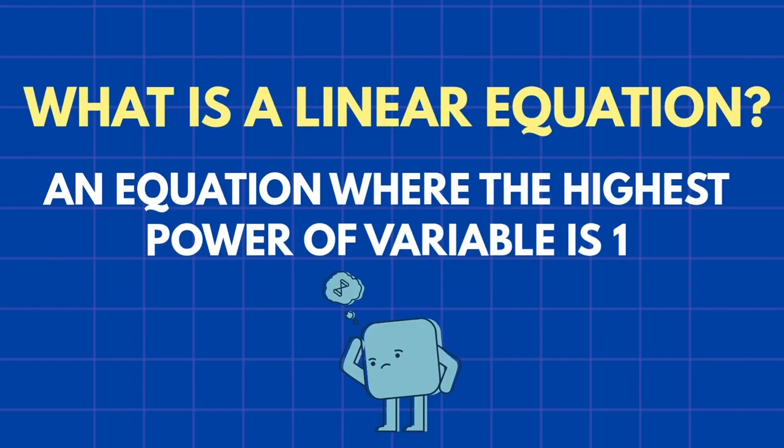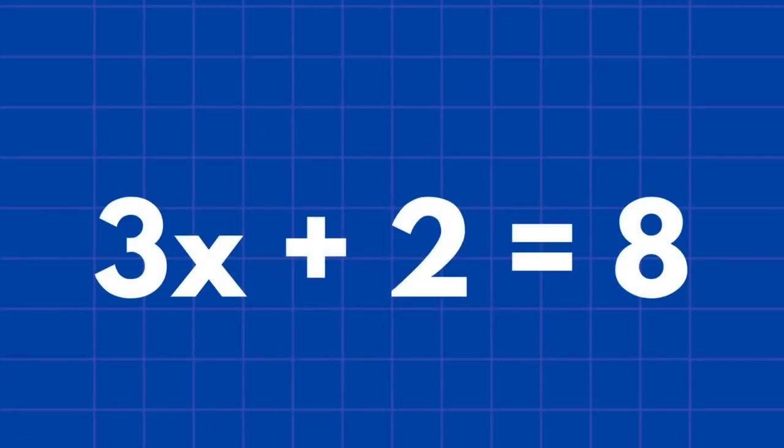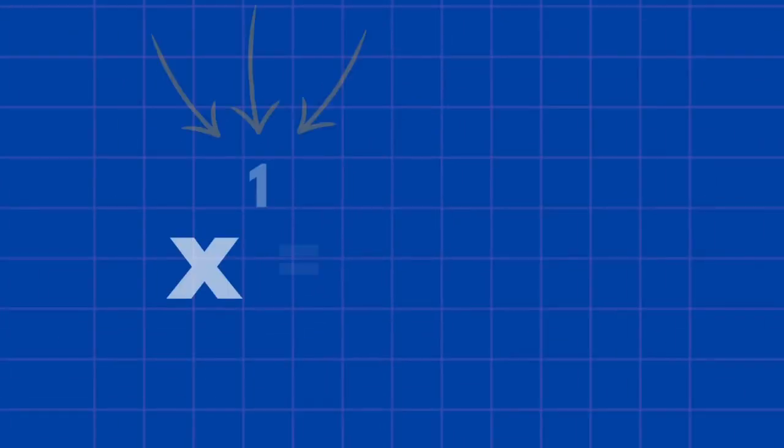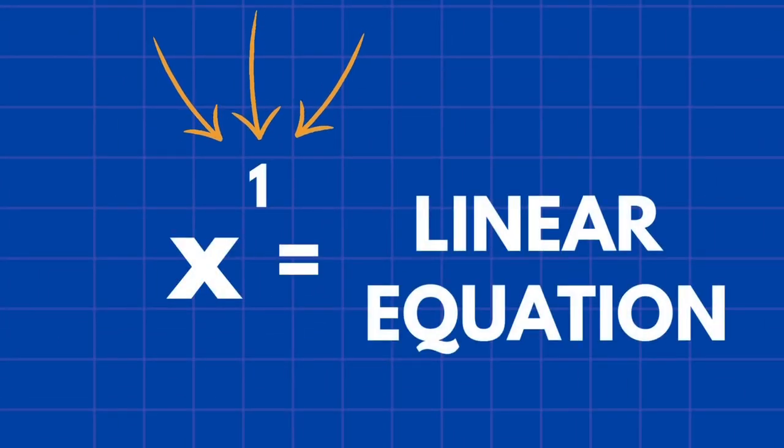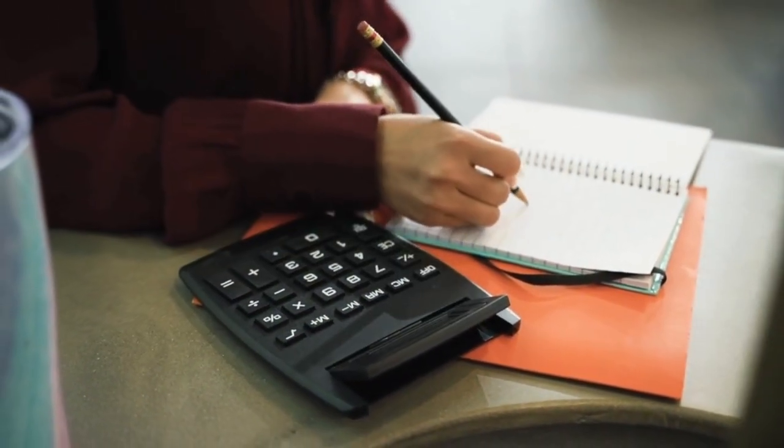A linear equation is an equation where the highest power variable is 1. Now, what on earth does that mean? Well, let's find the variable in this equation. If we take a look at x, we can see that there's no exponent above it. That means that x is to the power of 1. So when we see an equation where the largest exponent on the variable is 1, then that means we have ourselves a linear equation.